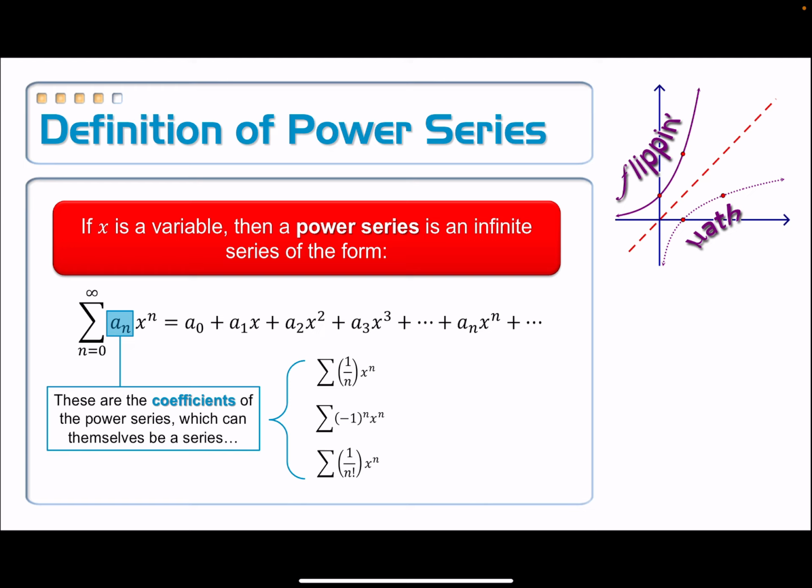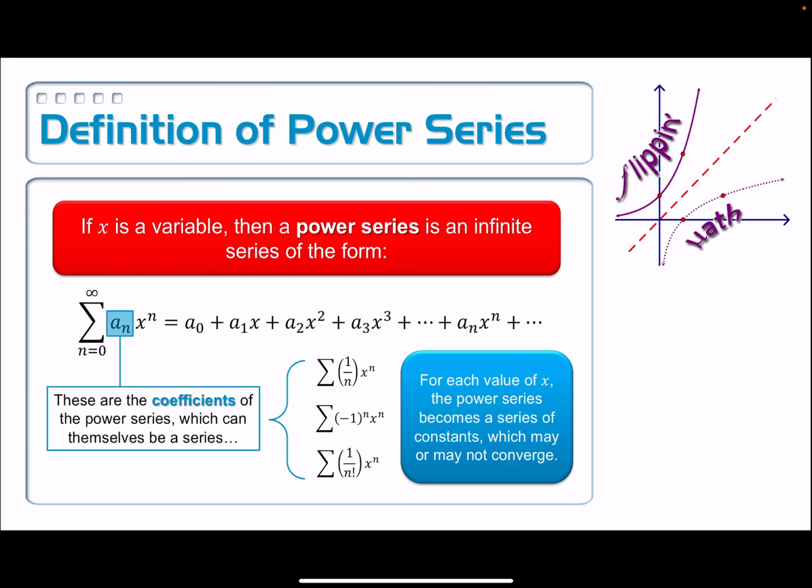And then again, what we want to know is what are the values of x that make each one of these things converge when we throw away all of the rest of those things. So for each power of x, the power series becomes a series of constants which may or may not converge. Whenever I stick in, say, the number 1 or the number 2, does that make a series that converges? If it does, it's part of the domain, this thing that we call the interval of convergence, and if it doesn't, then we throw it away.